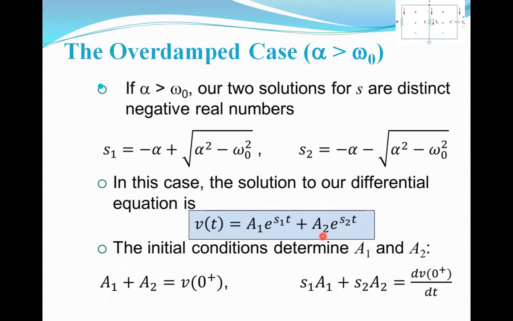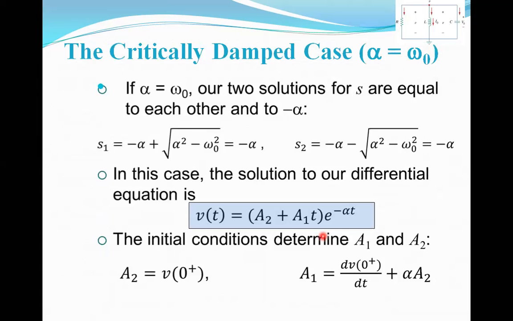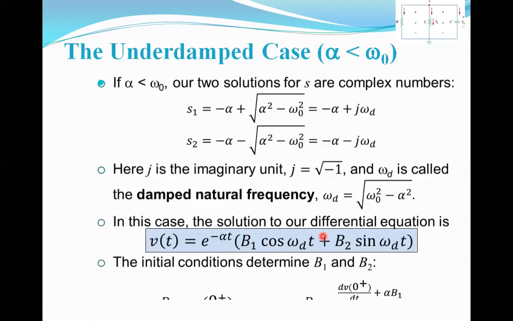The next is when alpha is equal to omega naught. This condition is called critical damping. Here S has two equal values of minus alpha, so S1 is equal to minus alpha as well as S2 is equal to minus alpha. Because of these two values, V will be A2 plus A1 t, into exponential of minus alpha t. The initial conditions to determine A1 and A2 are A2 is equal to V and A1 is equal to dV by dt plus alpha A2.